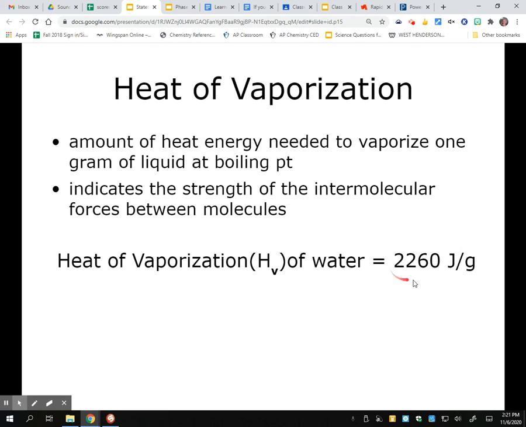And the reason that water has such a high heat of vaporization is because water has really strong intermolecular forces, and it takes a lot of heat to break strong intermolecular forces, those hydrogen bonds.